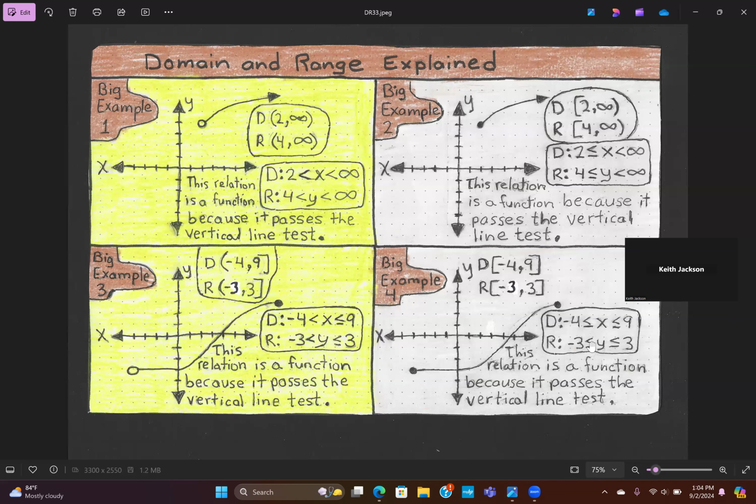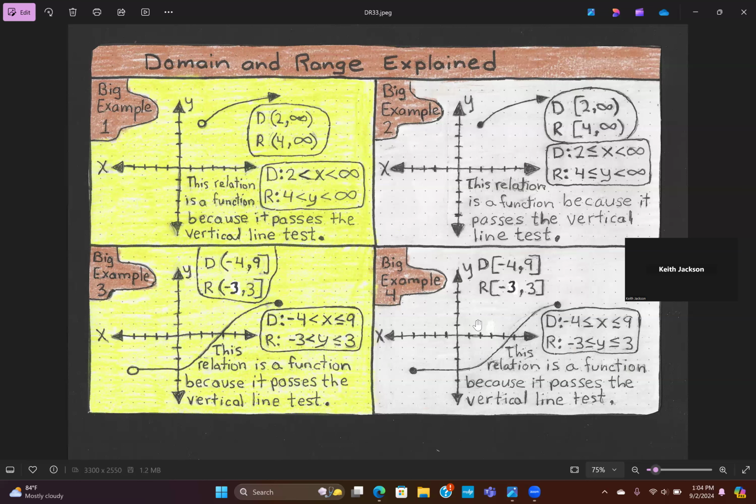And so your algebra teacher might want you to write it like this, in which you have x is less than or equal to 9, while at the same time greater than or equal to -4 for the domain. The range again is very similar to right here, but this time we have y is less than or equal to 3, while at the same time greater than or equal to -3. These two relations, by the way, are functions because they pass the vertical line test.